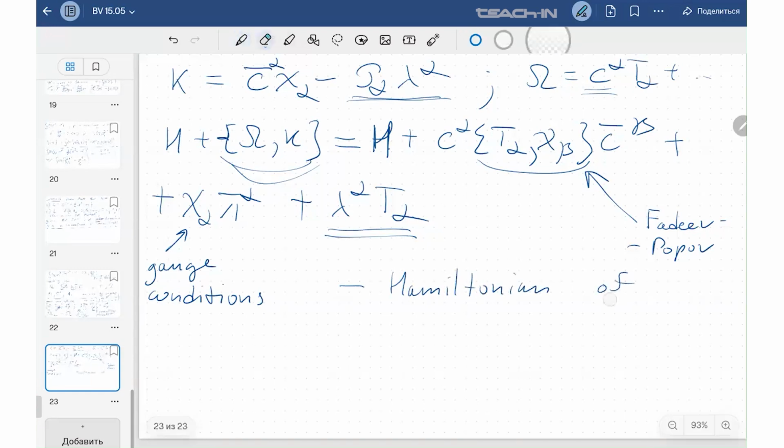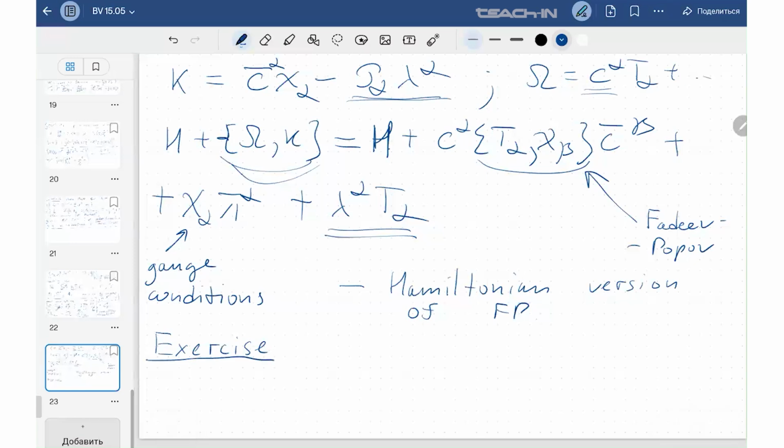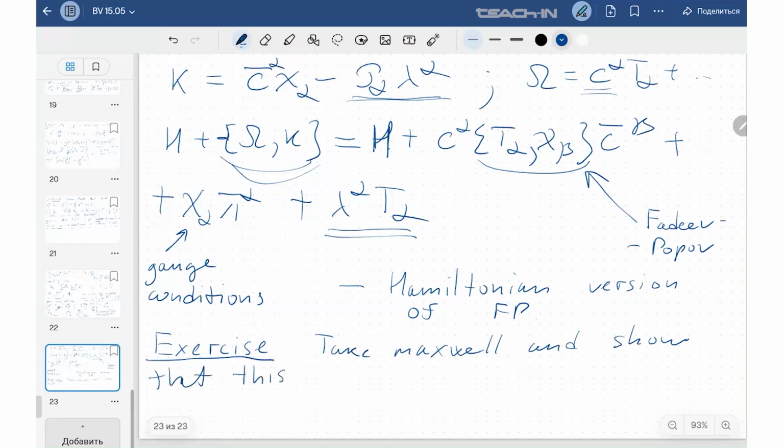So in fact, what we got with this Hamiltonian prescription is a Hamiltonian version of Faddeev-Popov. And in fact, a good exercise, a bit more involved than the ones before: take Maxwell, and show that this gives the usual Faddeev-Popov by elimination of momenta.